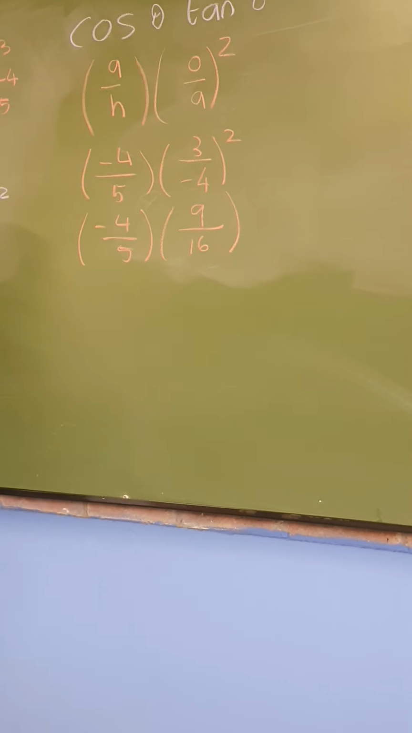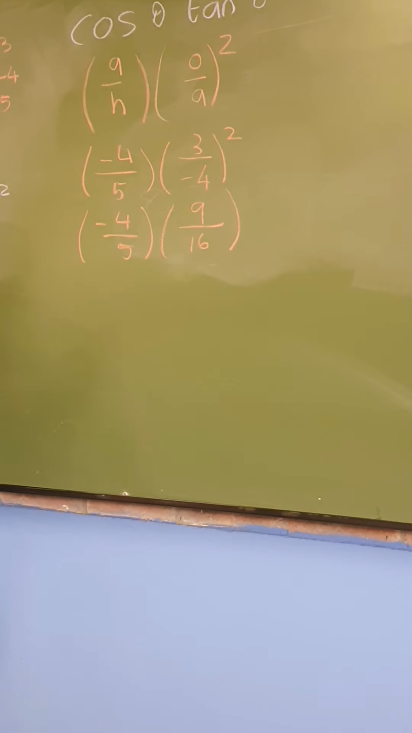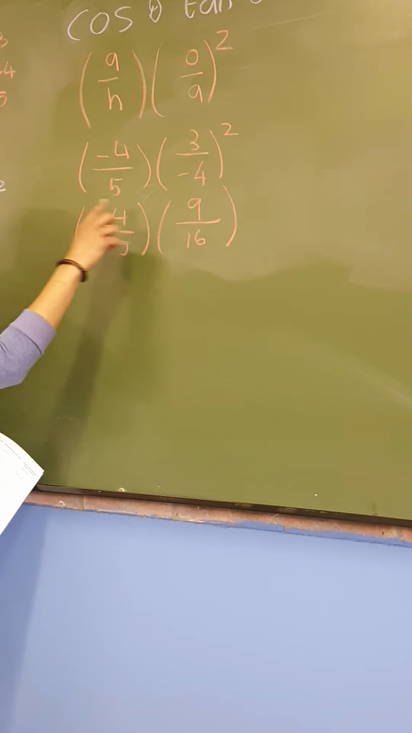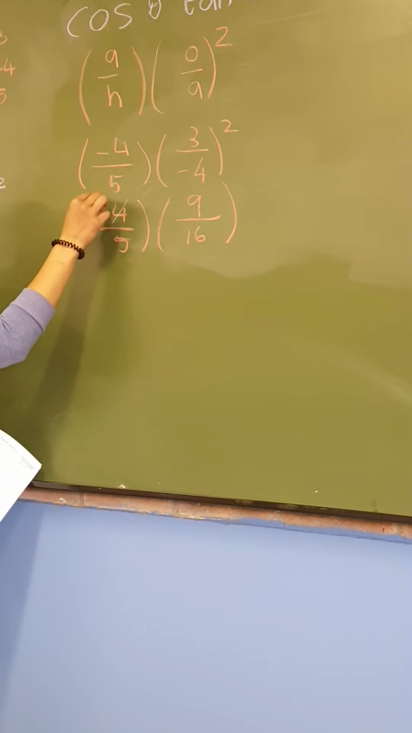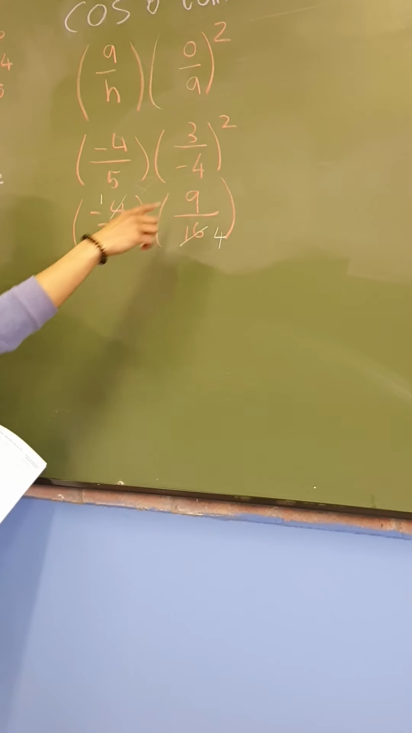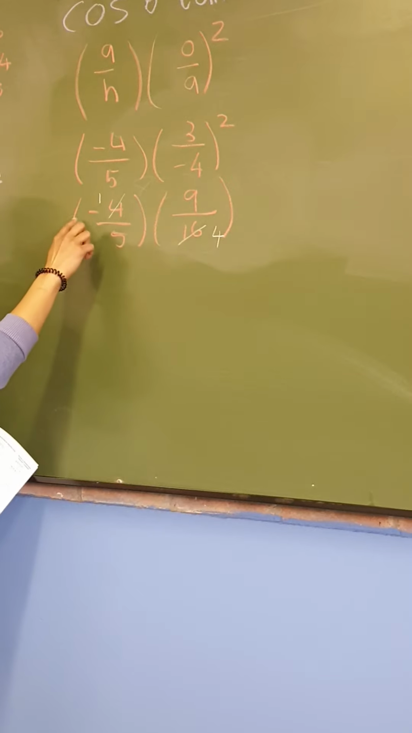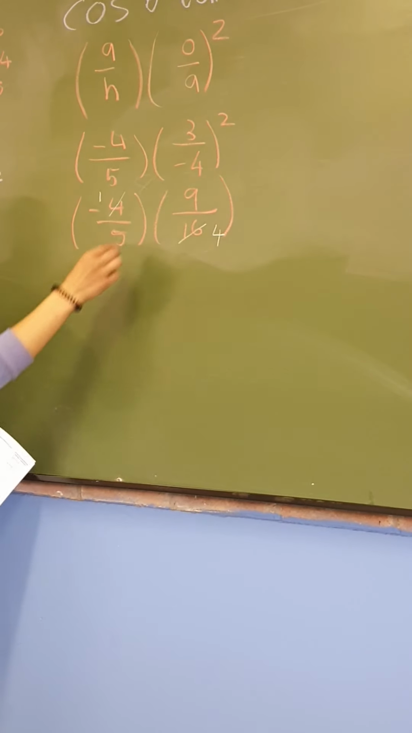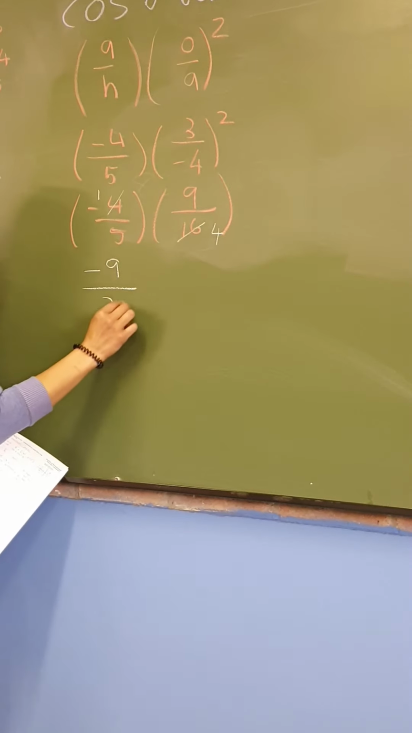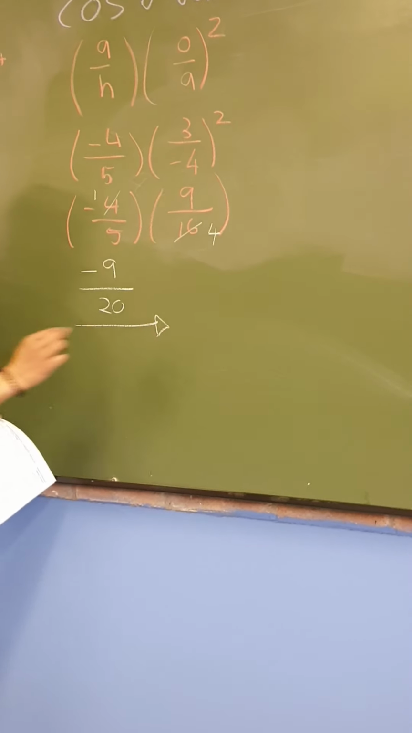If I'm multiplying, I can simplify, right? Okay, I'm simplifying across. 4 goes into 4 once. 4 goes into 16 four times. Can I simplify this way? No. So negative 1, remember there's a negative. Negative 1 times 9, 5 times 4, and then we solve it.